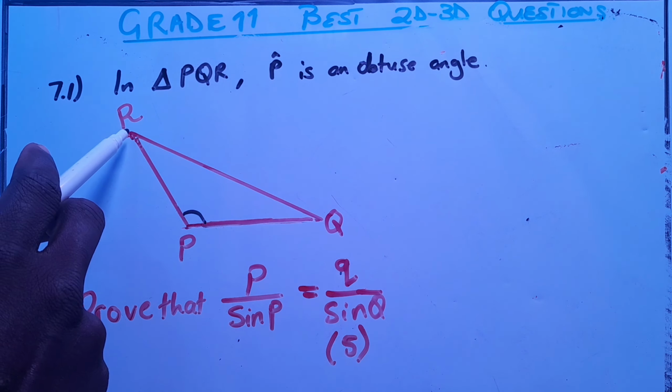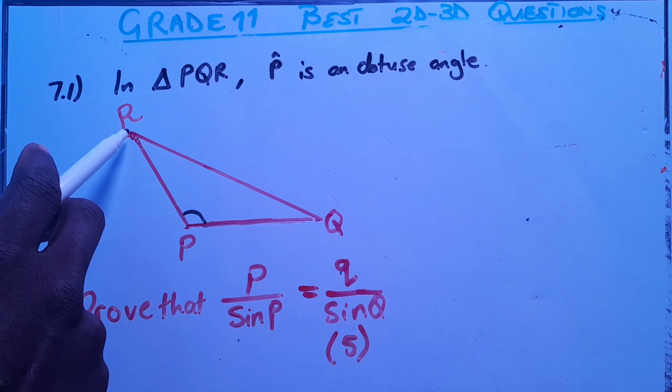Since this is an obtuse angle, how do you construct now? You construct outside the triangle and make your perpendicular height. But if it was not an obtuse angle, we would construct inside. So now we can construct like that, up to maybe point D, and you can call this H, and make sure that it is perpendicular. So we've constructed like this.